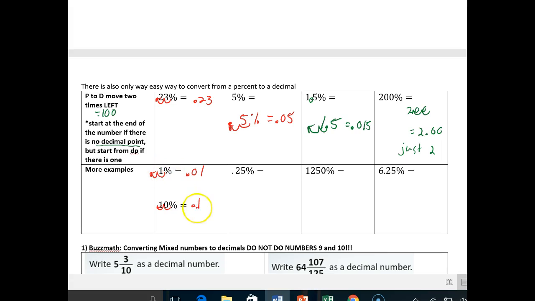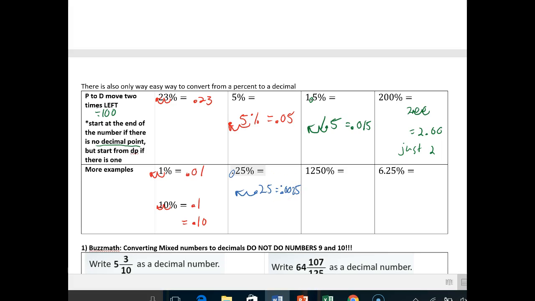Everybody says 1%, oh, that's 0.1. No, that's 0.01. 10% is 0.1, which is the same thing as 0.10. 0.25, again, this is not, oh, start here and go once, twice, and therefore it's 0.25. No, you have a decimal, so start at the decimal. 0.25, once, twice, it equals 0.0025.